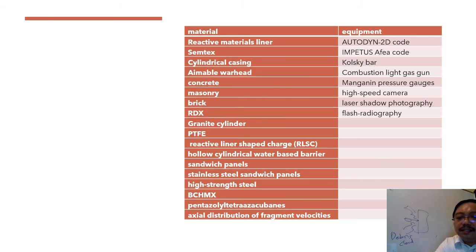This is among the materials mentioned in that research: reactive material, Semtex, silicon casing, masonry. You may use this kind of material, or you may use your own material, no problem. This is all the equipment I listed, all the equipment that I can detect in those extracts. There are many more. Especially take note of the software, Autodyn, Impetus. You may use other software like LS-DYNA and many more.